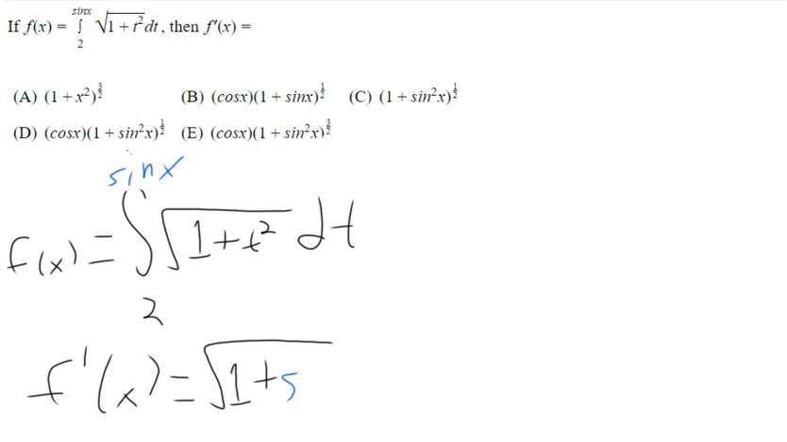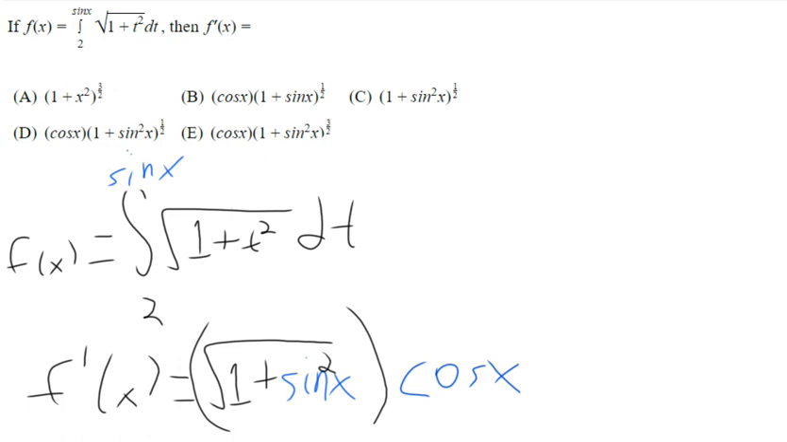1 plus sine of x. And then don't forget, it's squared, so I'll put a squared sign right there. It's sine squared of x. And then we have to remember to use the chain rule, multiply by the derivative of sine of x, which is going to be cosine of x.